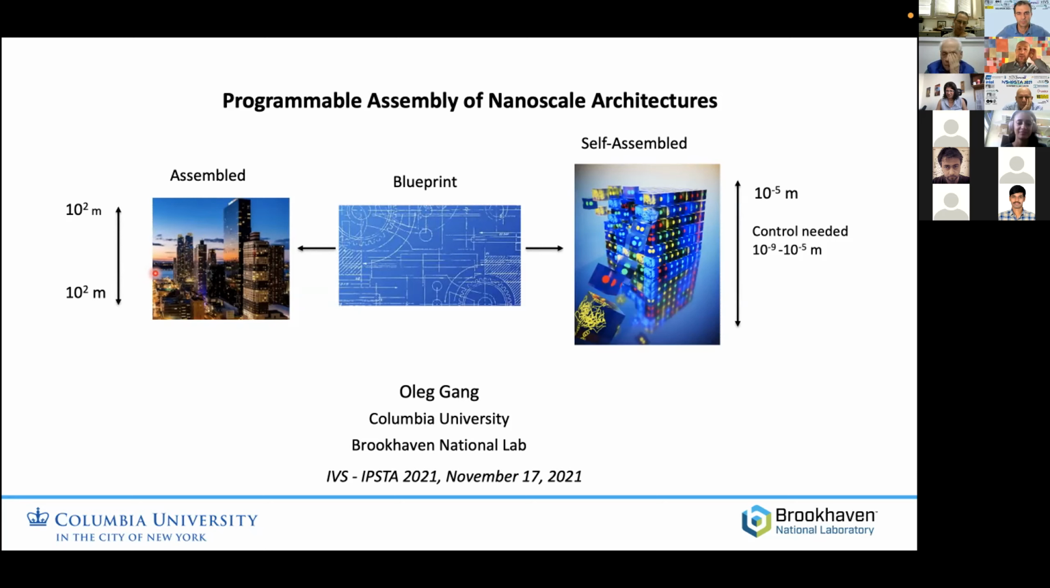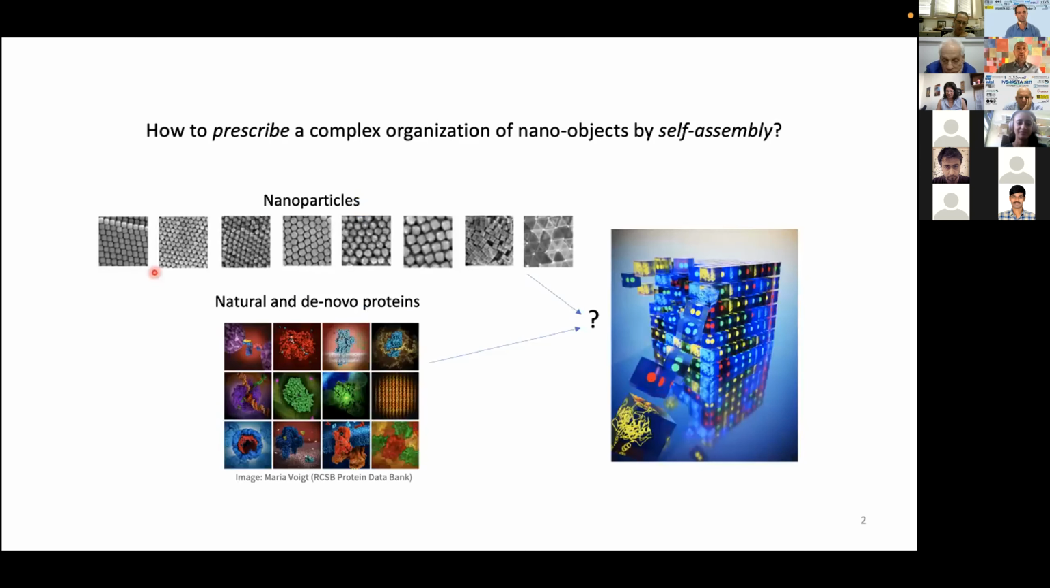The difficulty becomes even greater if we consider how we can utilize a variety of nanoscale blocks which are available now and have been developed in the last couple of decades in the form of nanoparticles of inorganic materials, which come in different materials, different shapes, different ligand functionalization, and so on. It's not limited only to nanoparticles. We would like somehow to use also either natural or de novo proteins and build materials from them.